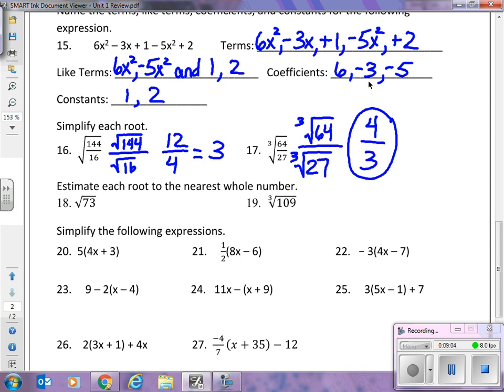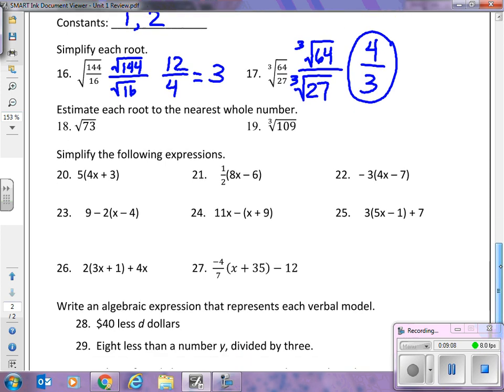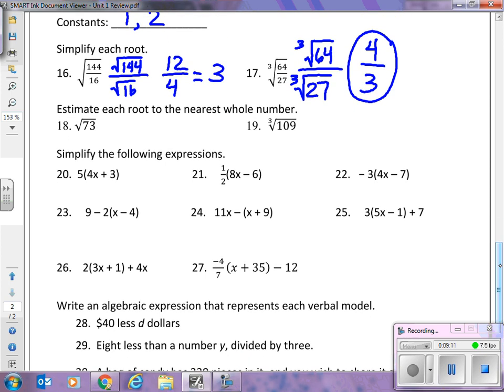All right, for numbers 18 and 19, you're estimating each one to the nearest whole number, so they will be decimals, but you want to round it to the nearest whole number. So when you type in the square root of 73, okay, it gives you 8.5 something, so that gives you the rounded off number of 9. Okay, and when you get to number 19, the cube root of 109, okay, it gives you a number that will round off to 5. Okay, so just make sure you know how to round to the nearest whole number.